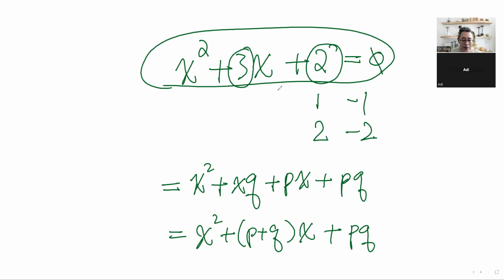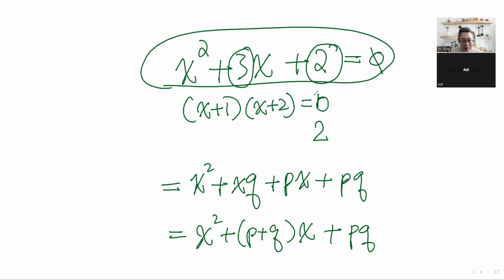So 1 plus 2 is 3, so we know that works. -1 plus -2 doesn't work. So therefore, we can rewrite this as x plus 1 times x plus 2 equal to 0.